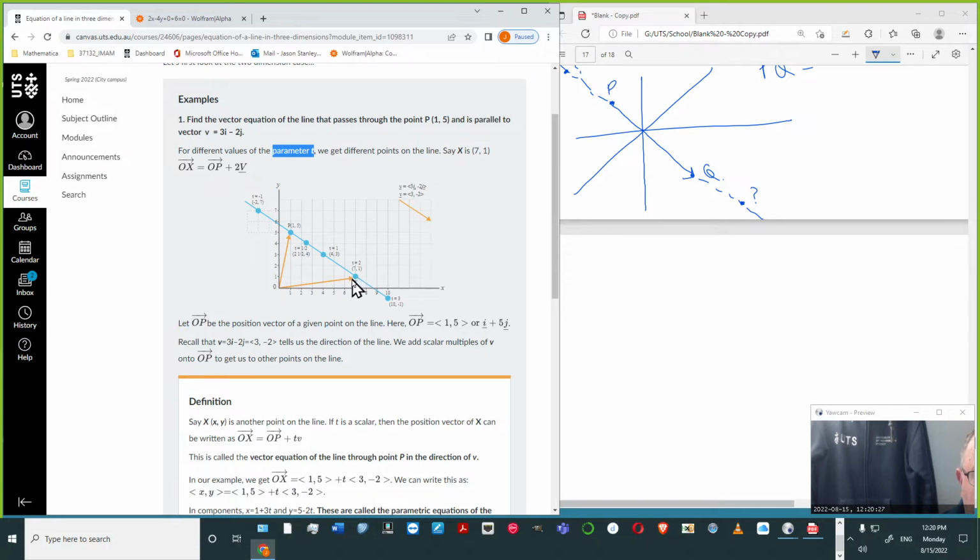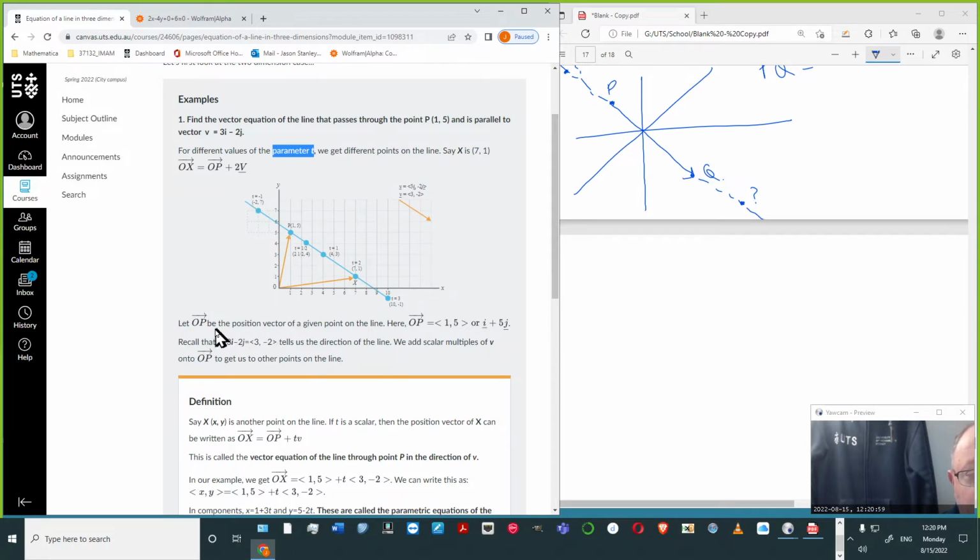So OX can be made up of OP plus 2 lots of the vector. So that's how we can arrive at x. How did we know it was 2 lots of v? How did we know 2 lots? Why not 1 lot of v? Why not 3 lots of v? So in this case it's given information.